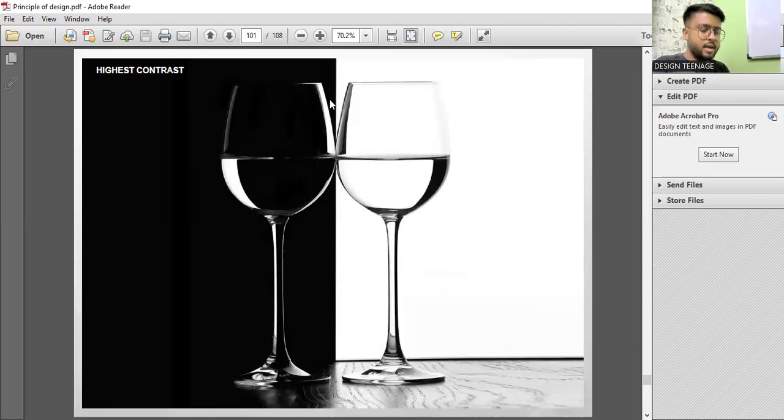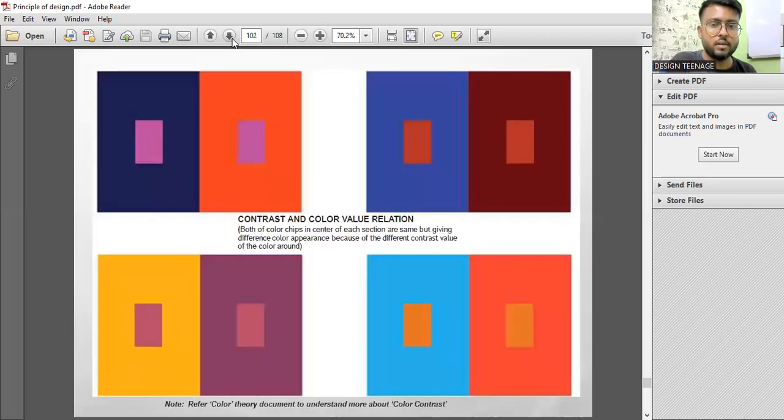Nothing else. Clear? And black and white creates the maximum amount of contrast. Whatever pointers I am telling, make sure you remember, because this is what you will need for your exams. They are not just discussion. Okay. Over here, you will be able to understand.